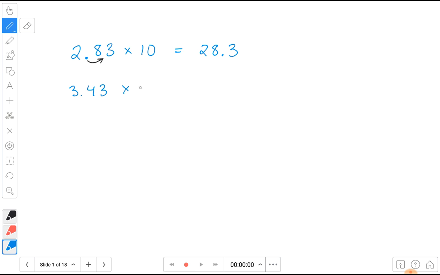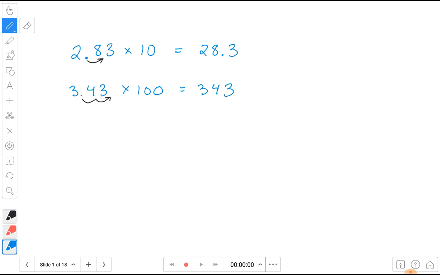3.43 times 100. Let's do the same thing. There are 2 zeros after the 1 in 100, so we're going to move the decimal 1, 2 spots. Okay, so the solution here is 343. All right, so however many zeros there are, that's how many positions we're going to move the decimal to figure out what the answer is.